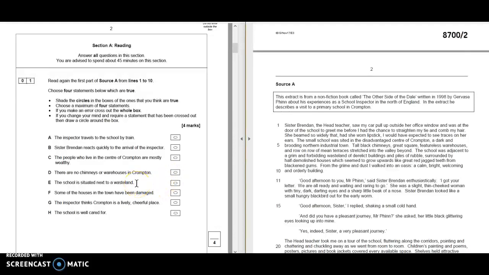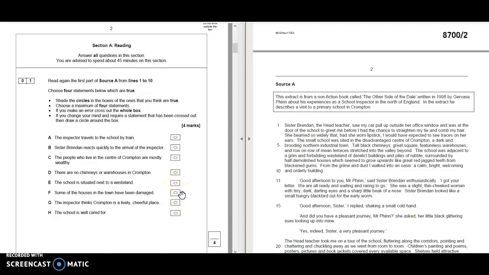Next one. School is situated next to a wasteland. So if we read on, it says the school was adjacent to a grim and forbidding wasteland. So even if you weren't sure of what adjacent was, you could make a good guess that that was true, as adjacent is a synonym. It means the same as next to. So that one's nice and clearly true.